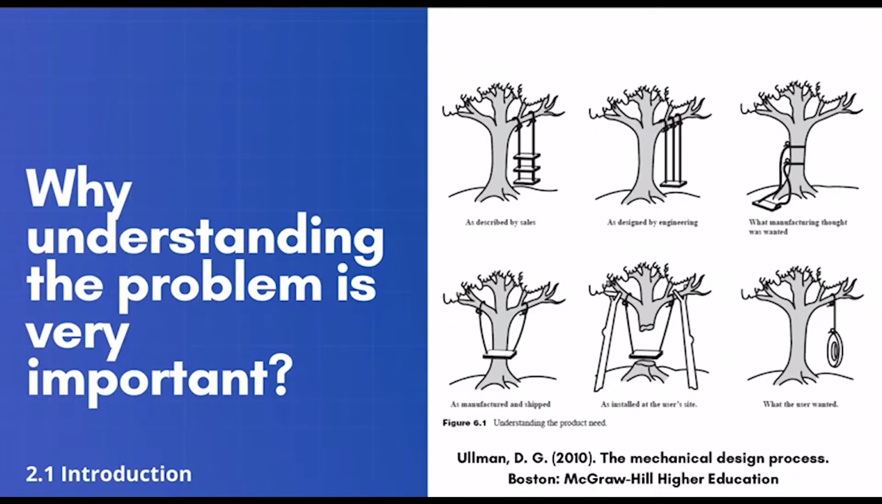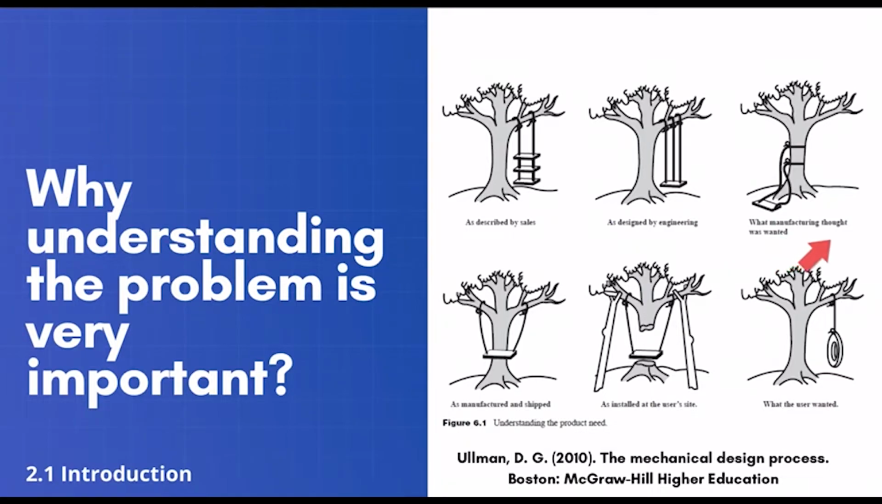So as you can see here, there is a 6-figure of swing chair, rope swing chair, and every person or department has their own definition of swing chair. For example, for the first figure here, as described by the sales, the rope swing chair has 3 chairs, but let's say for the engineering department, they assume there is 1 chair, but the rope that they use is 3, maybe for safety reason.